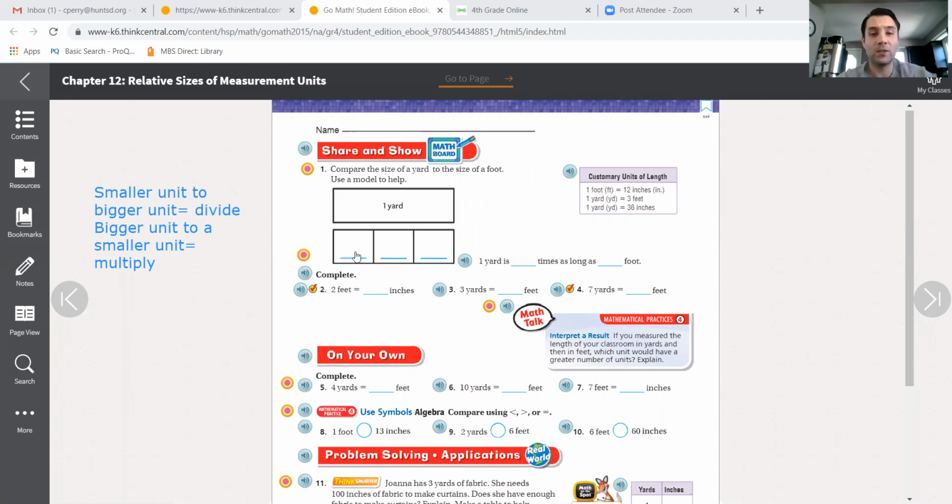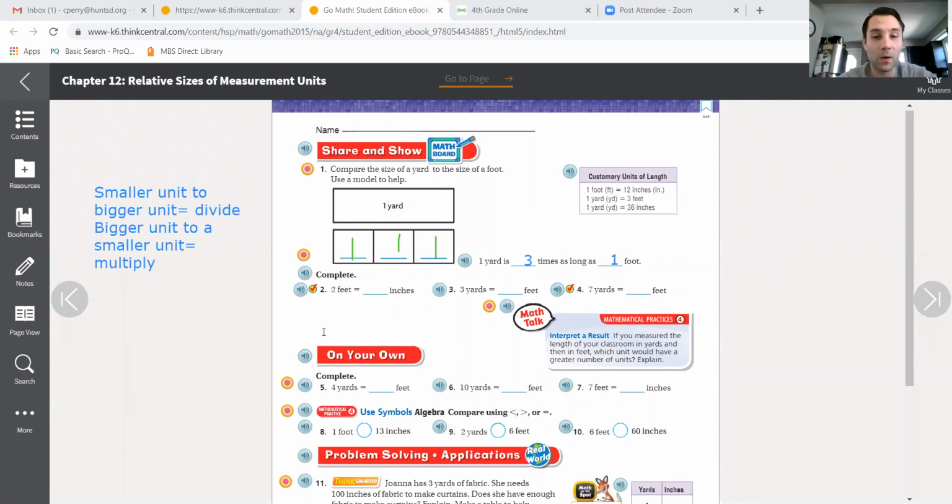So in each of these individual boxes, I'm going to put just 1 foot. Guys, I know I always say label. Hopefully you're labeling at home, but it's hard for me to label on my screen. So each of these is 1 foot, 1 foot, 1 foot. So 3 feet equal 1 yard. Okay. So to answer this, 1 yard is 3 times as long as 1 foot.